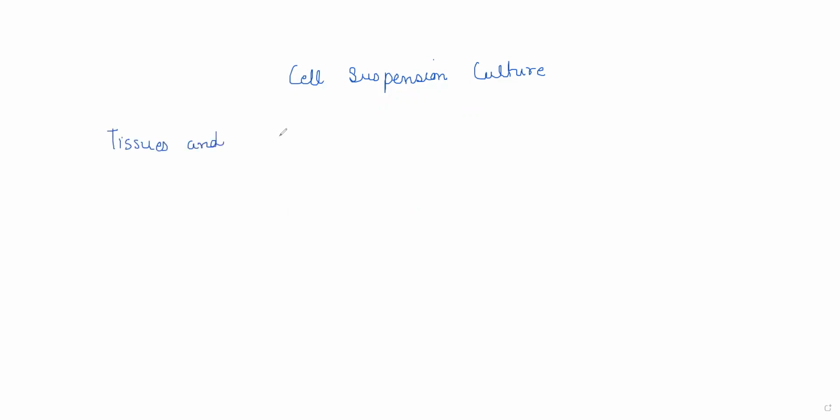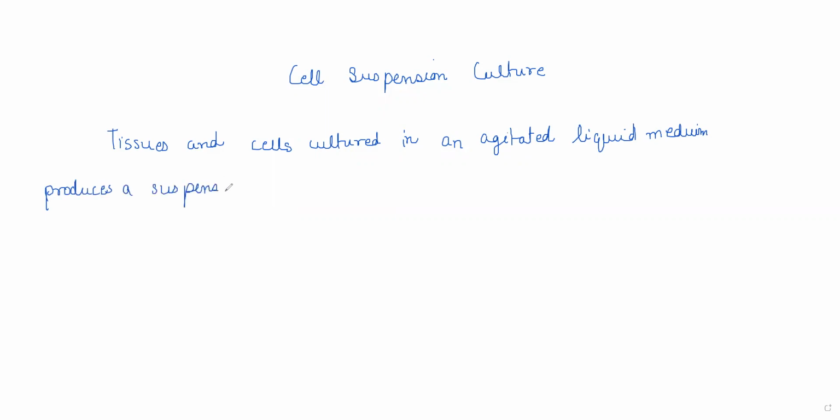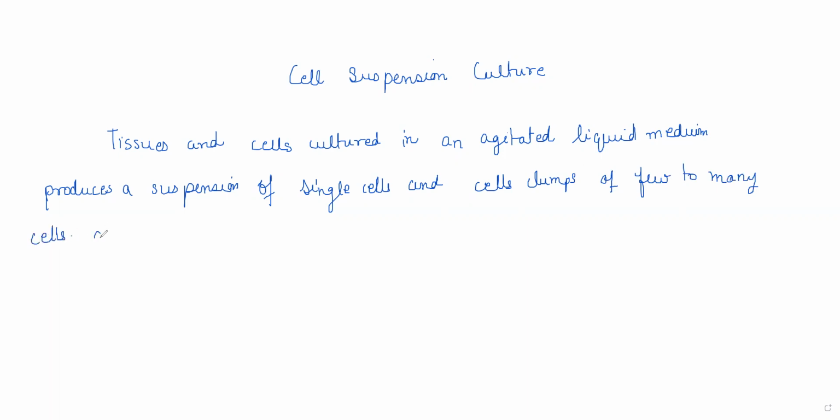Tissues and the cells cultured in an agitated, liquid medium, that will produce a suspension of single cells and cell clumps of few to many cells are called suspension culture.